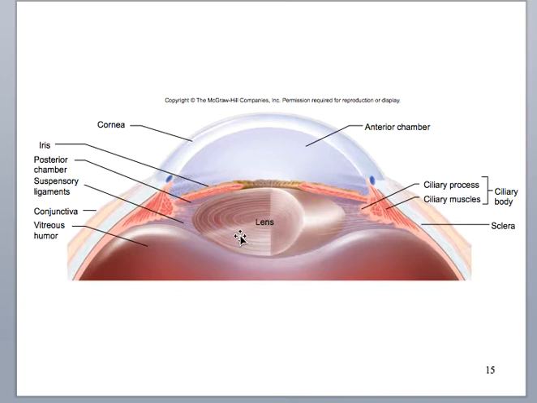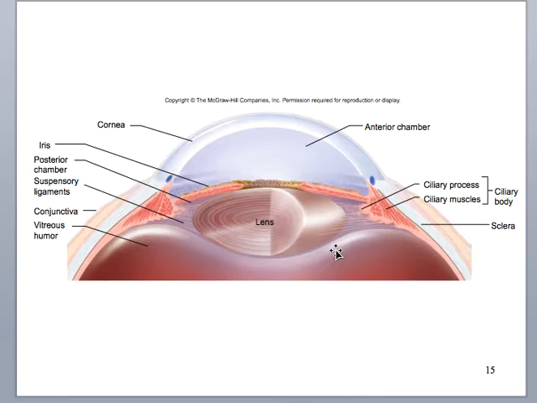So let's talk about the functions of these structures. So the ciliary body, which is made up of ciliary muscles, those are smooth muscle fibers, and the ciliary processes, and attached to those ciliary processes are these suspensory ligaments that are exactly what they sound like. So they suspend the lens in place, okay? And the lens helps focus incoming light rays to direct them to the inner nervous tunic so that light can stimulate the photoreceptors.